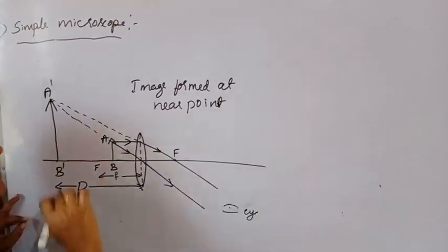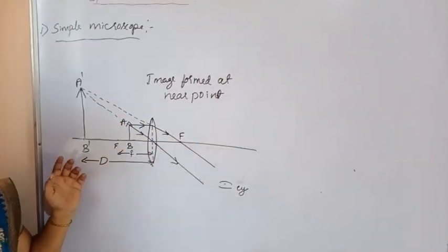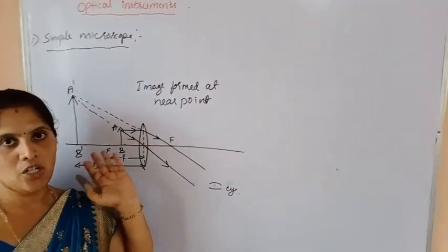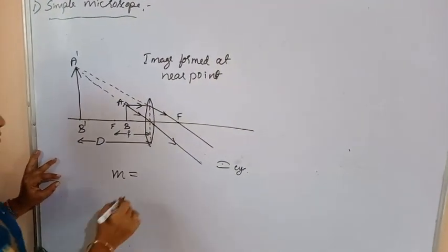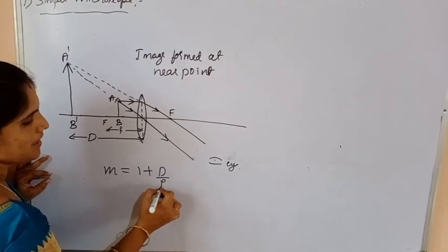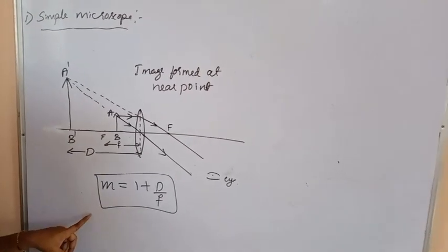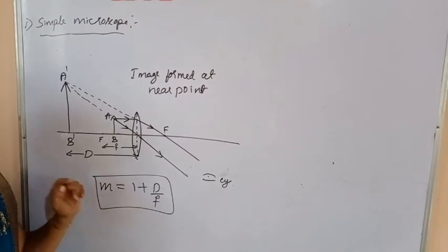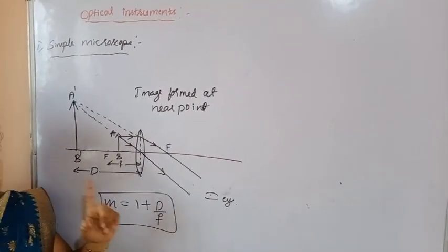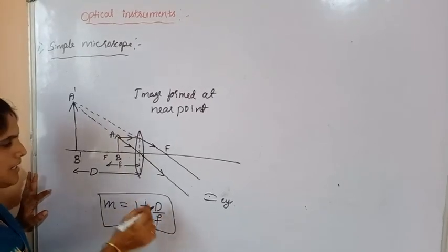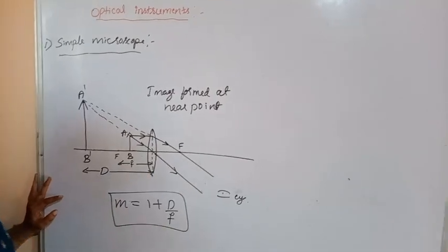In your board exam, you need not worry about the derivation of magnification. You just remember the formula for the magnification, that is m is equal to 1 plus d by f. Remember this ray diagram and magnification formula. The ray diagram carries 2 marks and the magnification formula carries 1 mark. Here d is the least distance of distinct vision and f is the focal length.